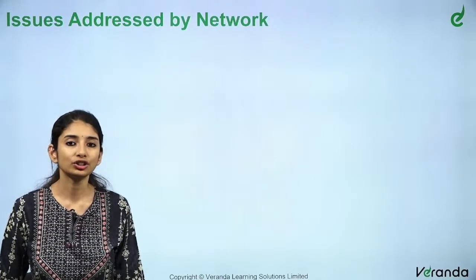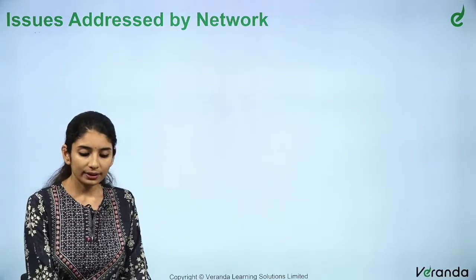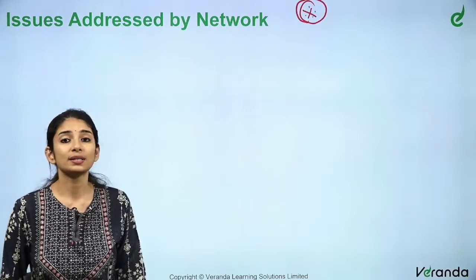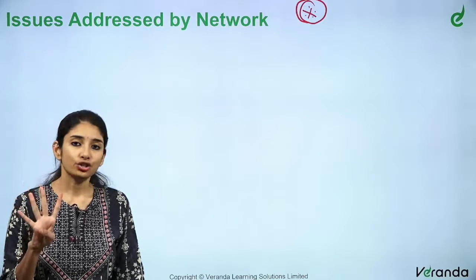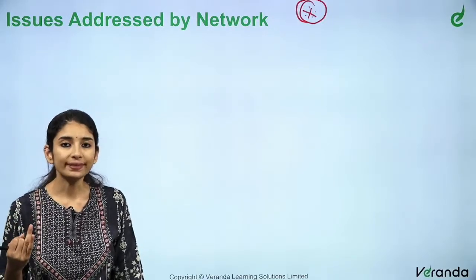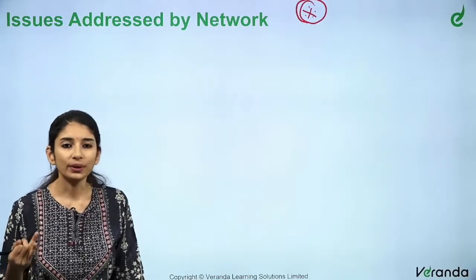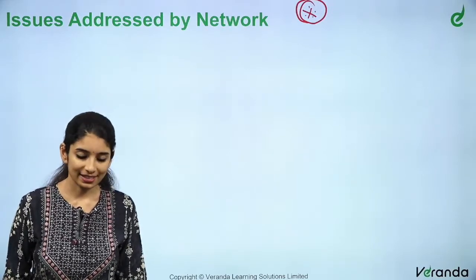Types of network: connection-oriented network and connection-less network. Now, issues addressed by a network. What are the issues addressed by a network? They have described 4 main issues addressed by a network. We have routing, bandwidth, contention and resilience. Let us see each one of these.